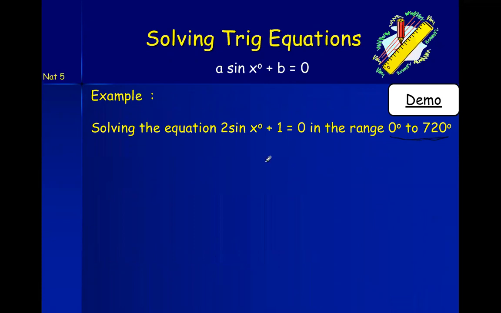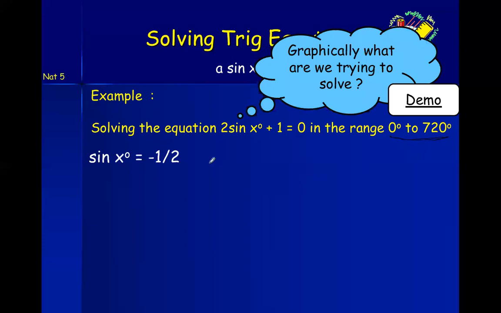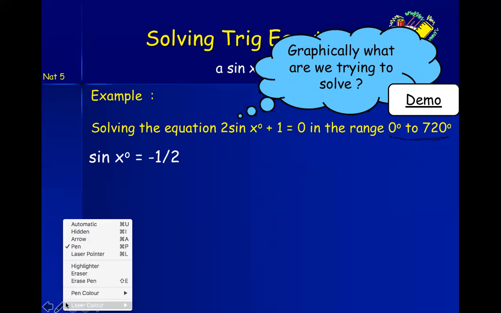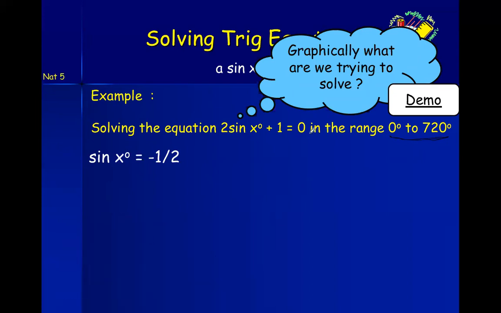Okay, so basically it's putting your sine signal from, in this case, 0 to 720, and that's twice 360. So it's like two signals or two waves. And that means we need to find 4 answers for this one. So you get sine of x equal -1/2. So by solving this, remember we take away 1 from each side first. And that means we've got -1 on that side. And then we divide by 2 after that. So you end up with sine x equal -1/2.